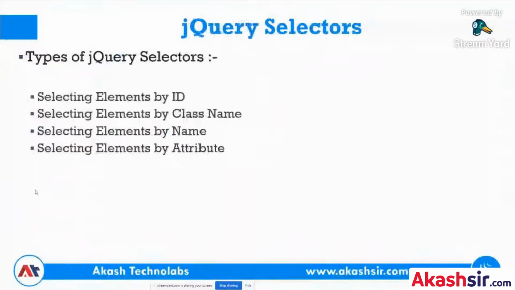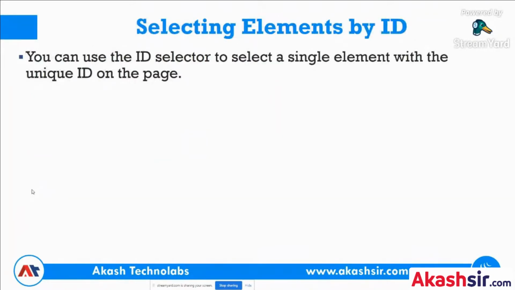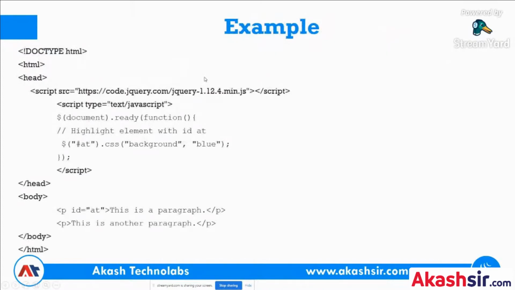So as I told you before, we have 4 selectors, right? For an example, what is a selector? Let's say I want to perform some action in particular coding. So you can use the ID selector to select a single element with the unique ID on the page. For an example, let's say this is my one p tag. You can say it has some ID equals to 80. 80 stands for Akash Technolabs actually. You can specify any name.